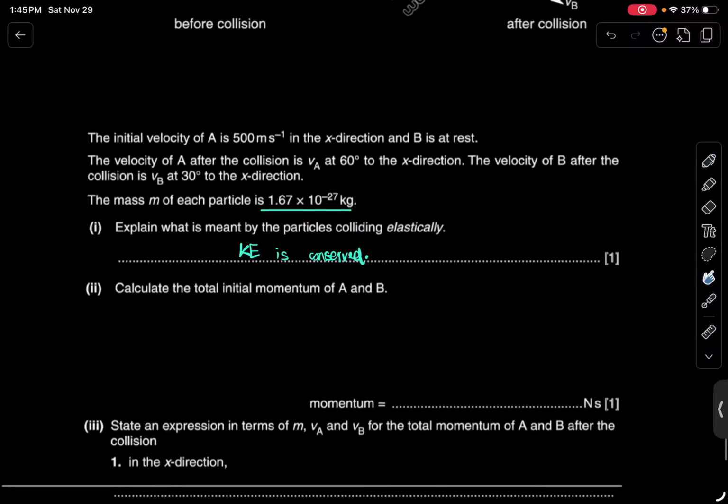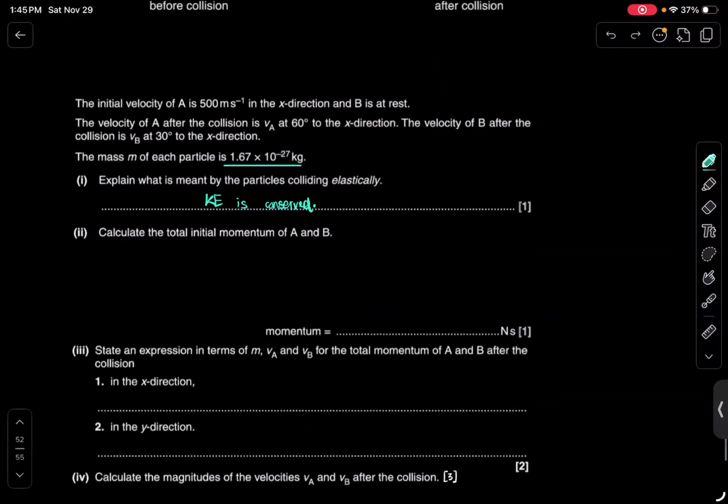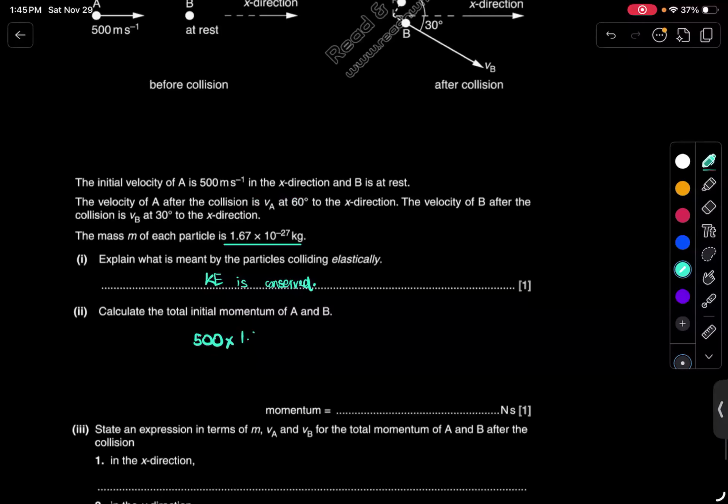Okay. Calculate the total initial momentum of A and B. Pretty simple. That's just going to be the total initial momentum, 500 times the mass of the particle, 1.67 into 10 to the power minus 27 kilograms. Let's check what that is. So 500 times 1.67 into 10 to the power minus 27 is 8.35 into 10 raised to power minus 25.